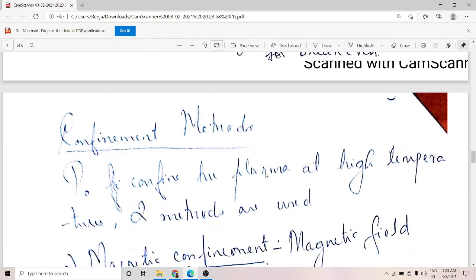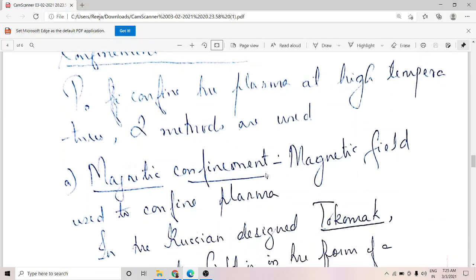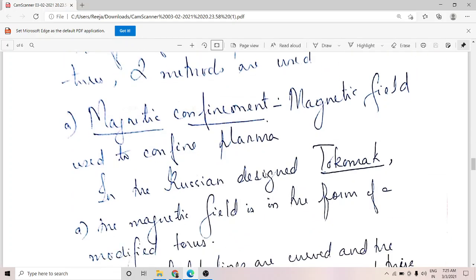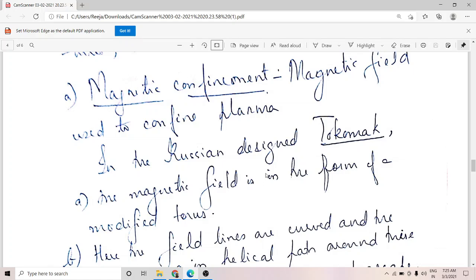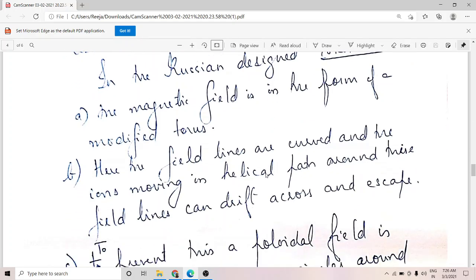Next, what are the confinement methods? To confine plasma at high temperature is a very tedious task, so two methods are used. One is magnetic confinement, where a magnetic field is used to confine the plasma. In the Russian designed tokamak, the magnetic field is in the form of a modified torus. The field lines are curved and the ions are moving in a helical path around these field lines.